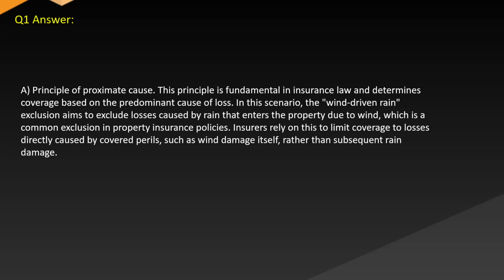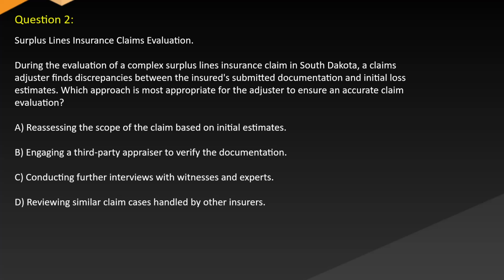This principle is fundamental in insurance law and determines coverage based on the predominant cause of loss. In this scenario, the wind-driven rain exclusion aims to exclude losses caused by rain that enters the property due to wind, which is a common exclusion in property insurance policies. Insurers rely on this to limit coverage to losses directly caused by covered perils, such as wind damage itself, rather than subsequent rain damage.